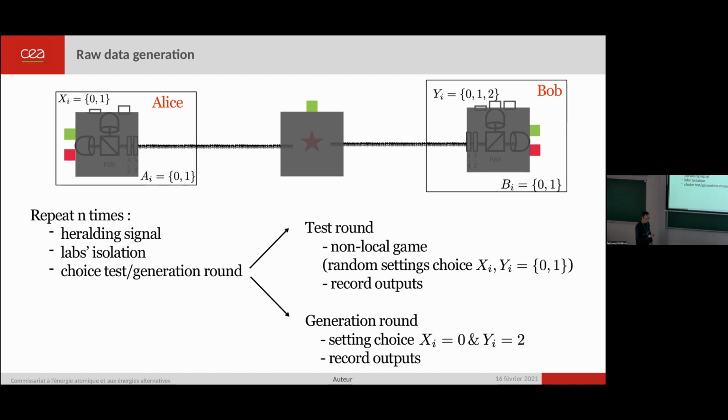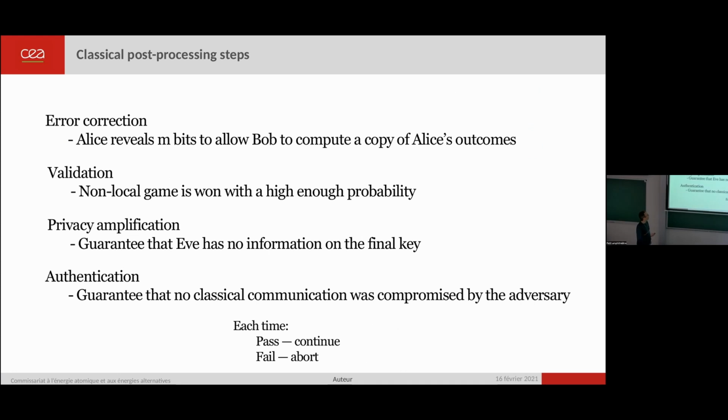And then once the data is produced, Alice will have a string of outcomes, and Bob has a string of outcomes. Well, they need to process that. The very first step is to check what winning probability they observed during the protocol. But for this, they need to compare the outcomes.